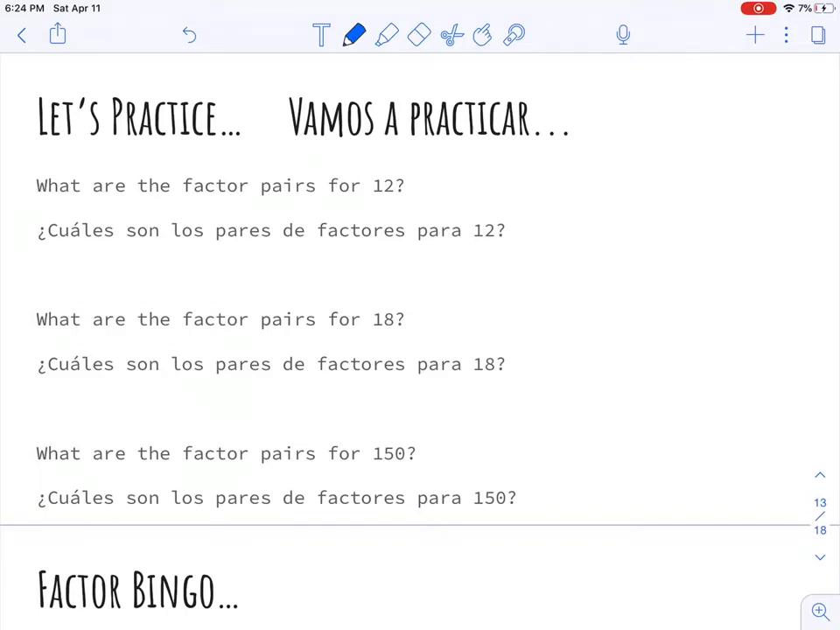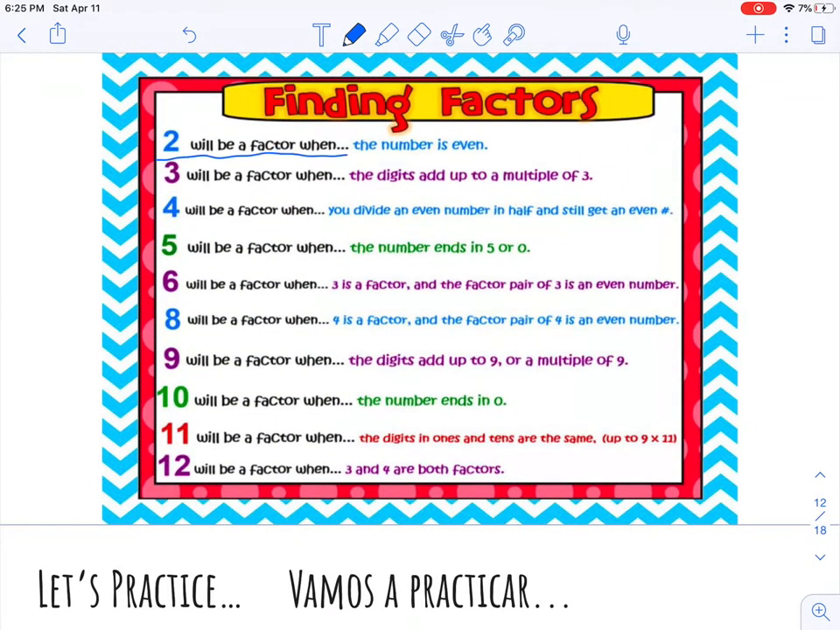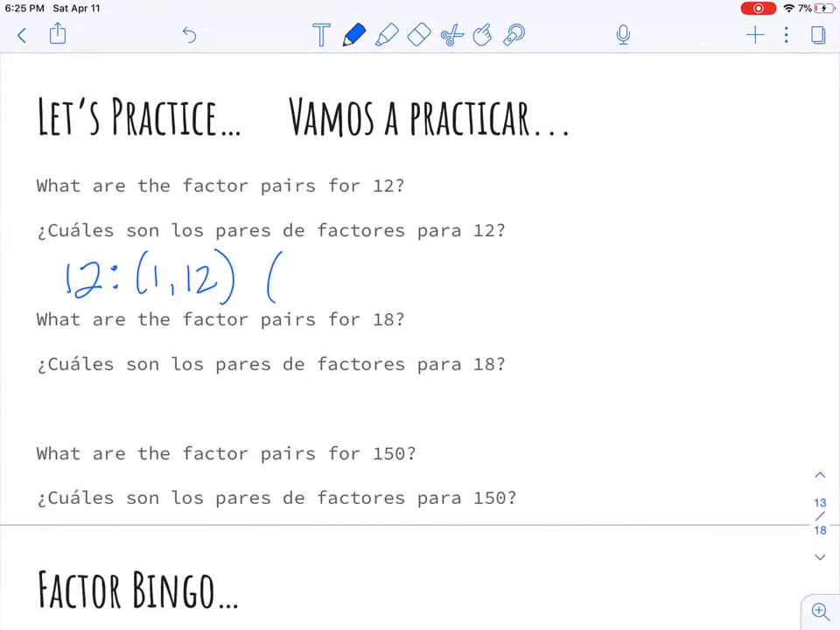Let's practice some factors. Okay, so the factor pairs for 12. This was in our last lesson. We think about what numbers I could multiply to get 12. And like I said last time, I always start with 1 because 1 and the number itself are always a factor pair. All right, then I'm going to go to my next number, 2. The last slide told me 2 will be a factor when the number is even, and I know 12 is even. So I can do 2 times something to get 12. That'd be 2 times 6.